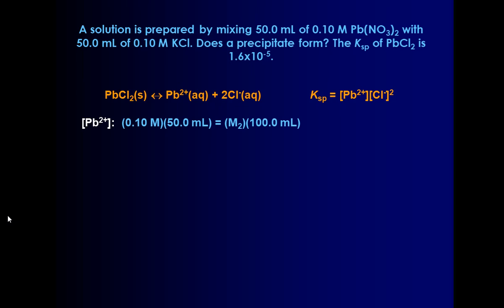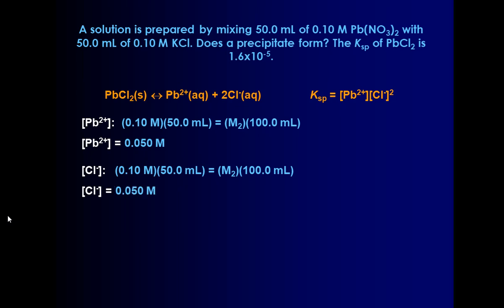So we're going to use M1V1 equals M2V2 to determine what the new concentration will be for lead. It's going to be half of what we started with, 0.050 molar. Since the volume doubled, the concentration decreased by a factor of 1/2. And the same thing with chloride. Again, we only had one lead in the lead(II) nitrate, so that's why the concentration initially was still 0.1, and the same thing with chloride. But because the volume doubled, the concentration was decreased. We now know what the concentration of lead and chloride is when the two were mixed together.